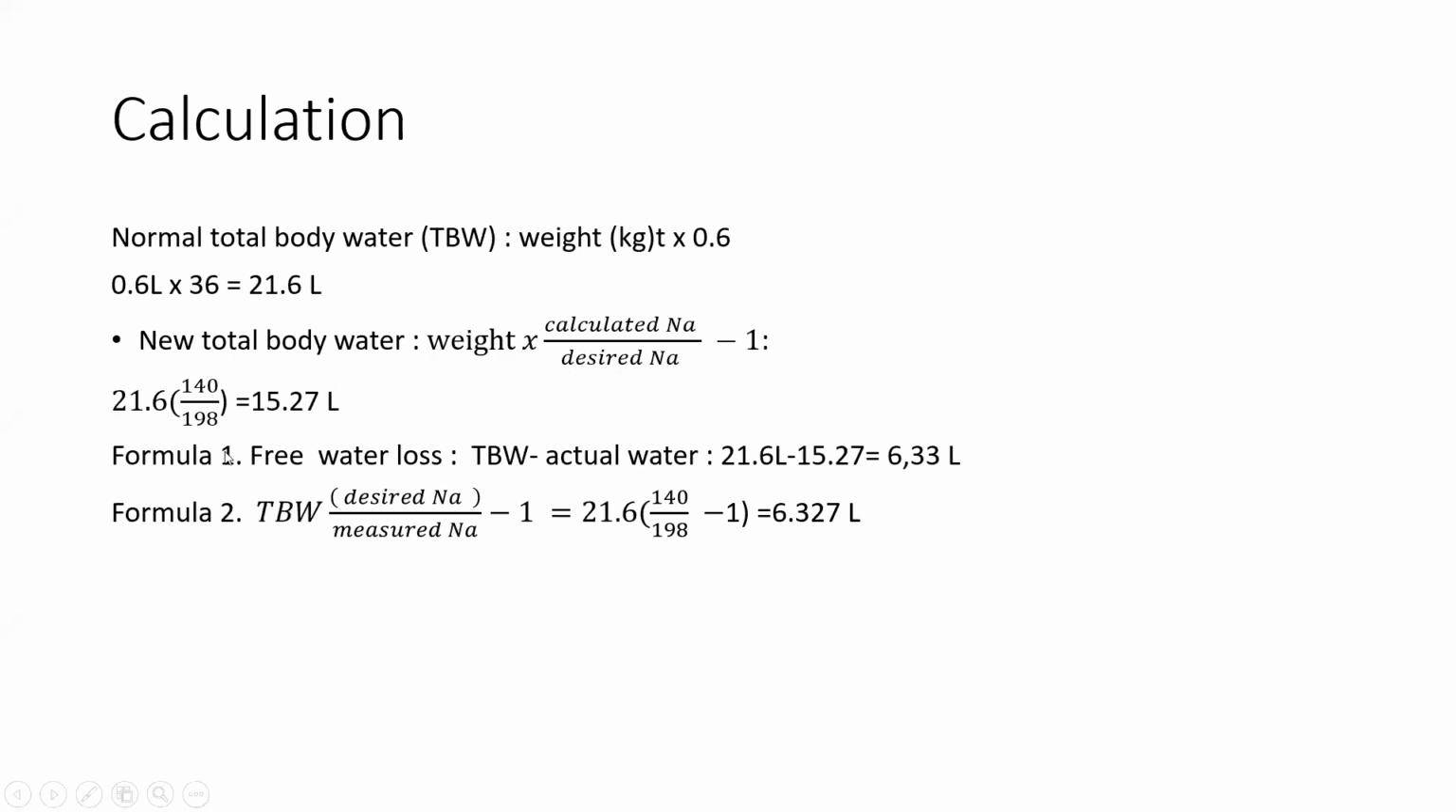Once you get the free water, you take the total body water divided by the current water, and that will give you the free water. So the child has 21.6 liters as the normal water content. After dehydration there's a water deficit, so we need to find how much the child lost, because the actual concentration will be 15.2, with the current sodium at 6.3.